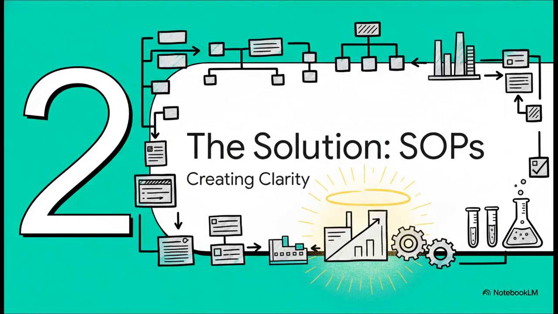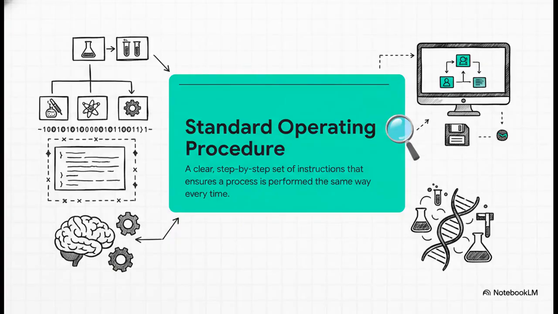So the big question is, what can we do about it? Well, the good news is there's a really powerful, proven solution. It's the standard operating procedure. And I know what you might be thinking, more bureaucracy, but it's actually the opposite. This is all about creating more clarity. So what exactly is an SOP?